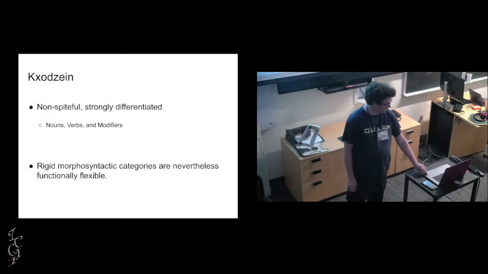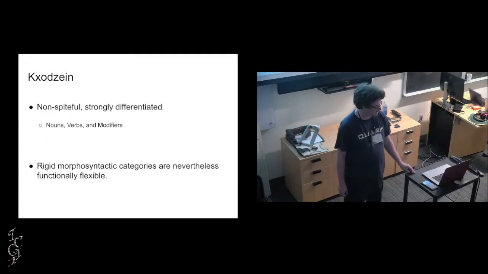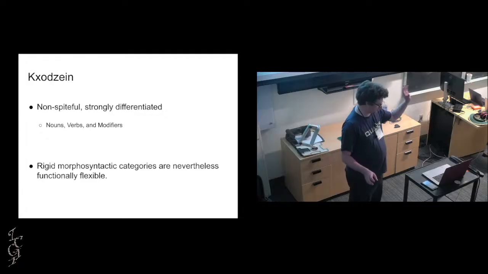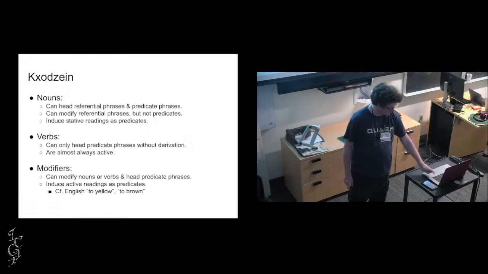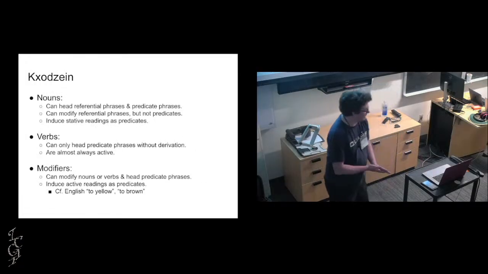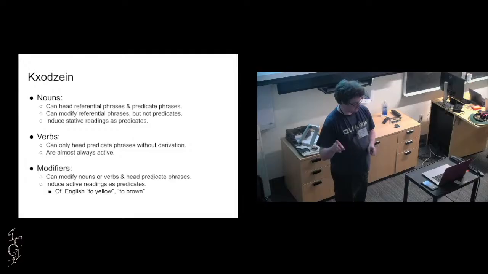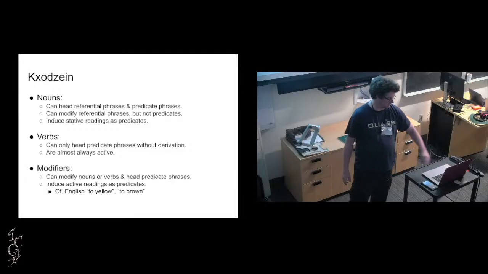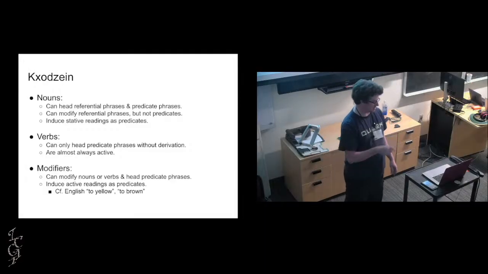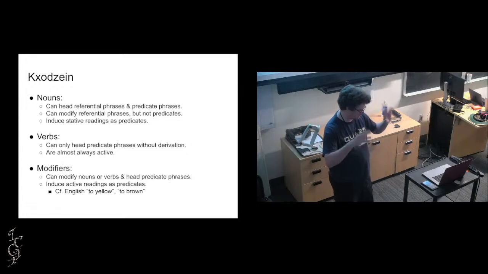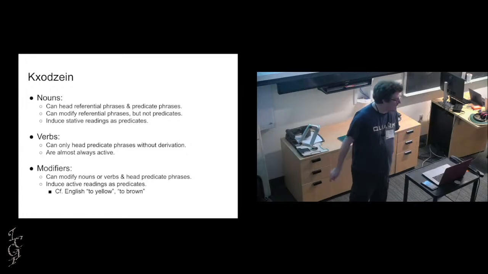So, it is strongly differentiated in the German style with distinct nouns, verbs, and modifiers, which are rigidly distinguished by morphological and syntactic distribution arguments. Nouns can head referential phrases and predicate phrases. They can modify referential phrases, but they can't modify predicates. So that's basically just, I thought, oh, the thing that English can do where you just put a noun next to another noun and it's fine is kind of cool, so I'll steal that.